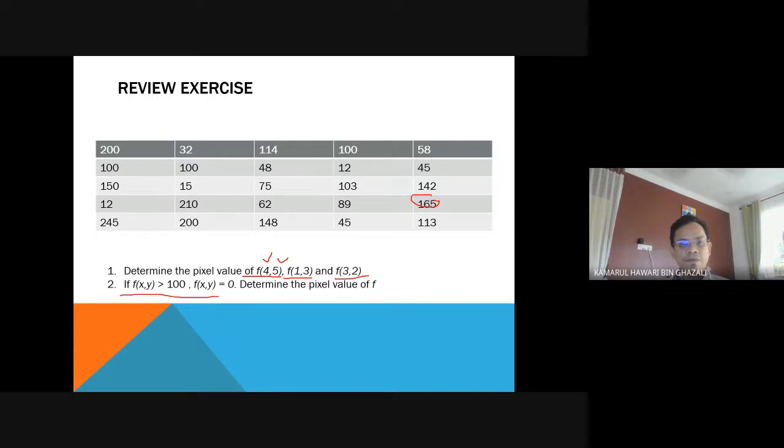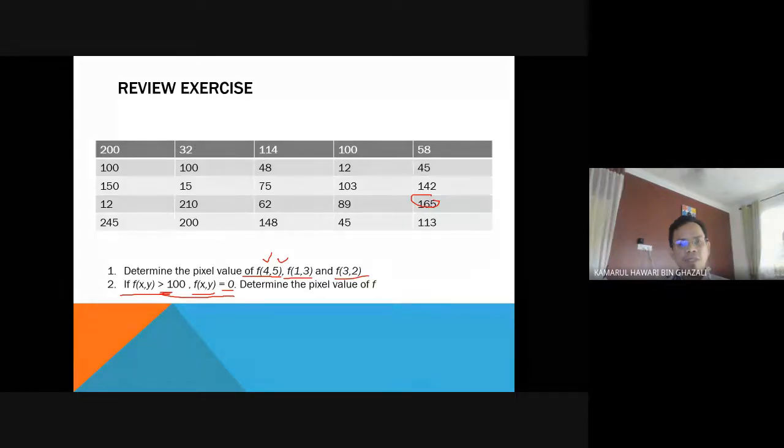So if you are given this statement, if f(x,y) greater than 100, then f(x,y) equals 0. This is the statement to analyze this matrix image. You look at any pixel value that is greater than 100, then change that pixel value to 0. So to implement this statement in this matrix or image, you just go one by one.